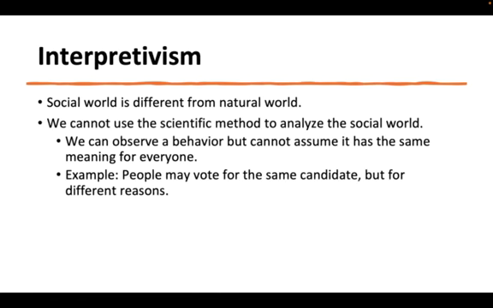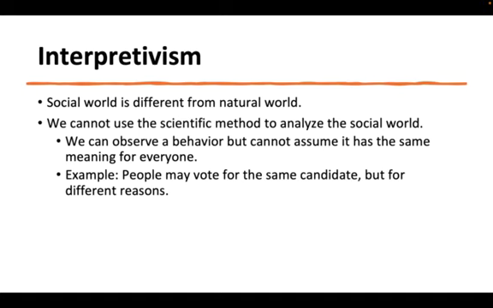An interpretivist has a rather different perspective on the social world. The social world behaves differently from the natural world, and we cannot use the scientific method to analyze the social world. While we can observe a behavior, we can't assume that that behavior has the same meaning for everyone. A simple example here is the myriad of reasons why people might choose to vote for a certain candidate.